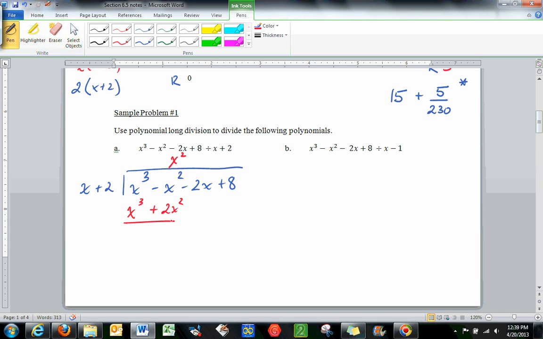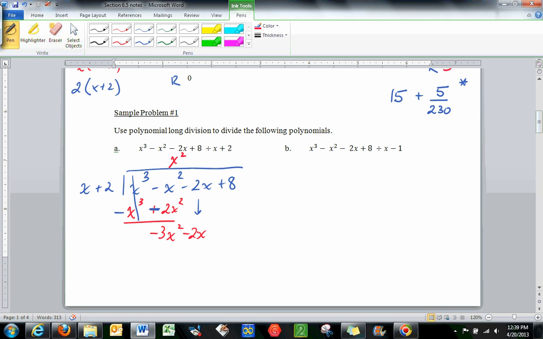Now, this is where it can get kind of complicated. I have to subtract this. So in subtracting this, I have to distribute the negative, so I give that a negative, and I'm going to change that sign to negative as well. So when I subtract these, x to the third minus x to the third, those cancel out. When I do negative x squared and negative 2x squared, that's actually going to give me negative 3x squared. And then I'll drop down the next term.